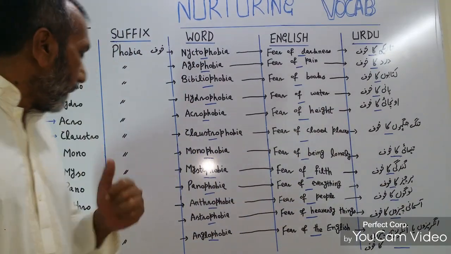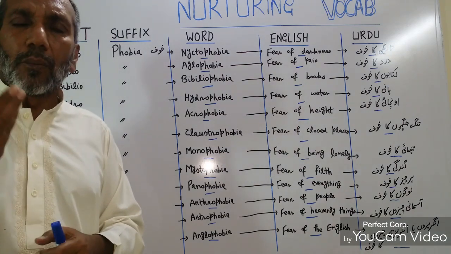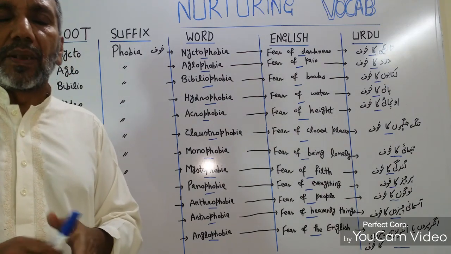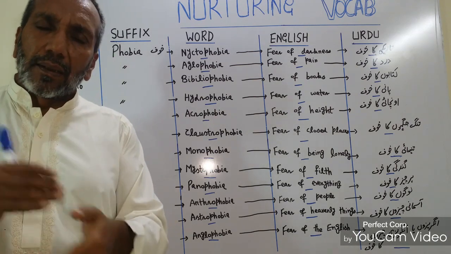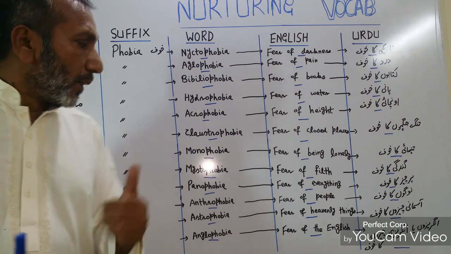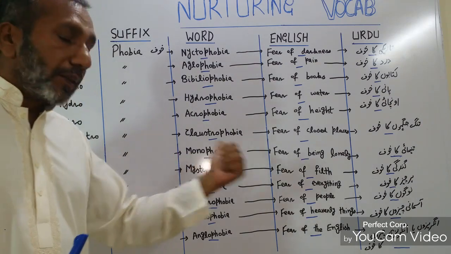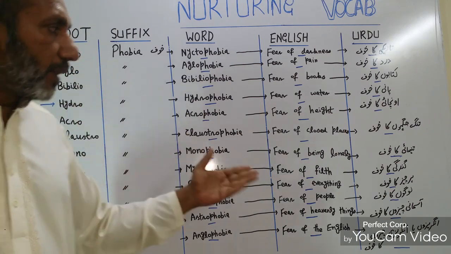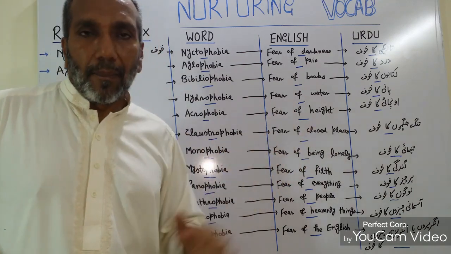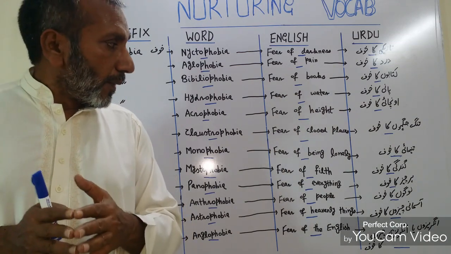Got it? Okay. The next is mono. Mono, all of you know, means one. Some people say monomania. Some people have a craze for just one thing. They just want to do that thing, right? So mono means one, and monophobia, the literal meaning, is fear of one thing. But its practical meaning is fear of being lonely. Sometimes you're afraid of the thing that you don't want to live alone.